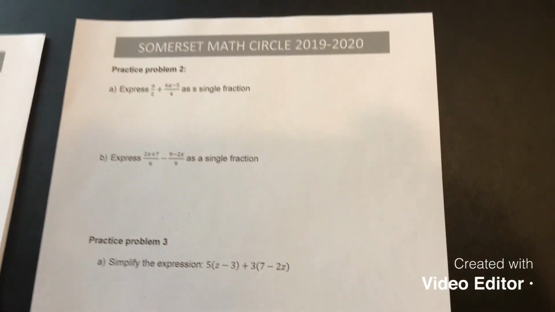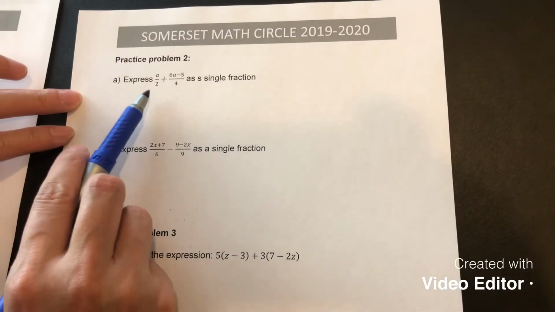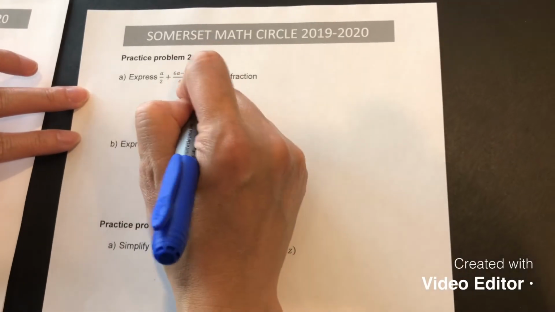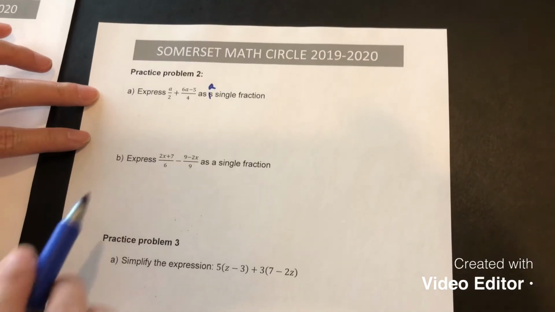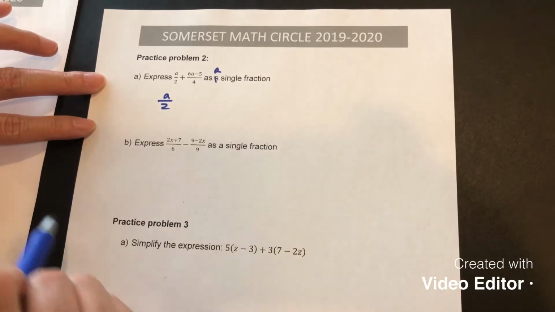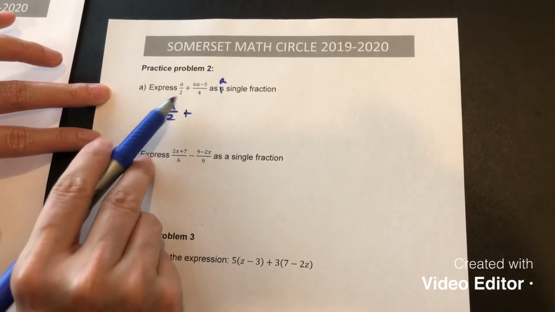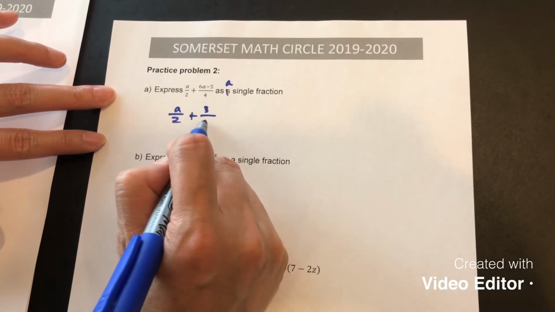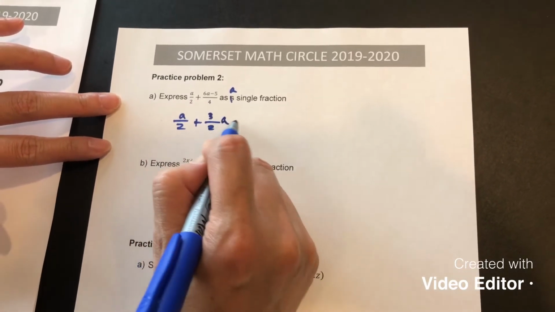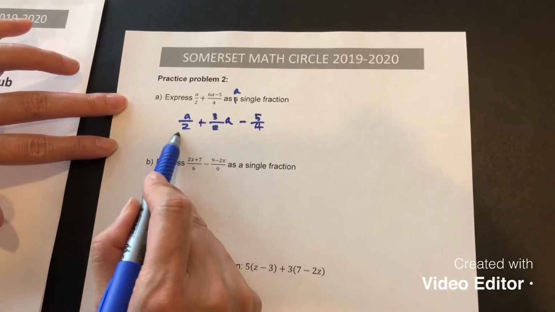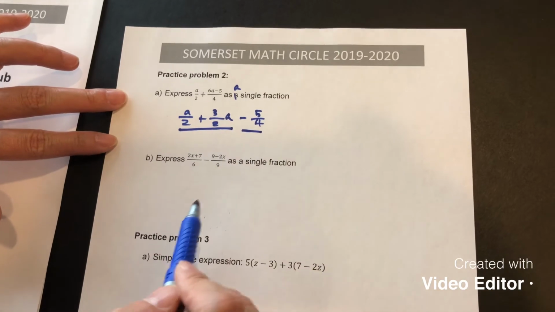Problem 2, A. Express a over 2 plus (6a minus 5) over 4 as a single fraction. So here, basically, you have to collect like terms. First term is a over 2, plus second term 6a over 4, which is 3 over 2 a, minus 5 over 4. Then you collect like terms. Here are all the a's, here are the numbers.